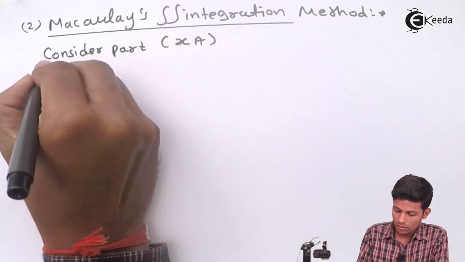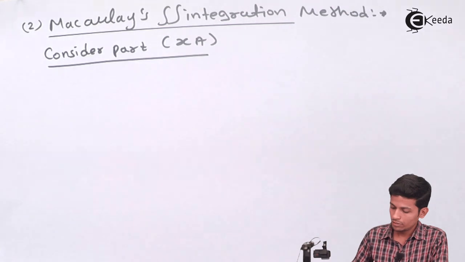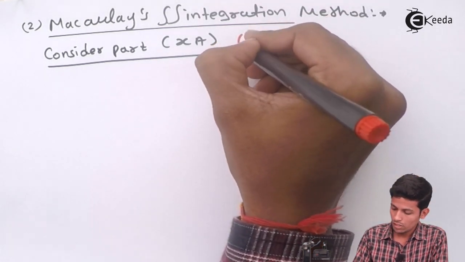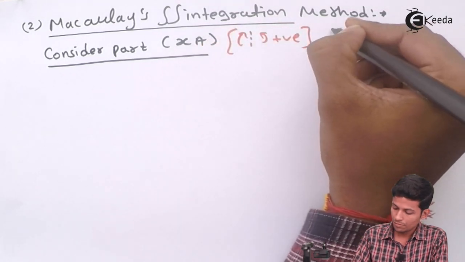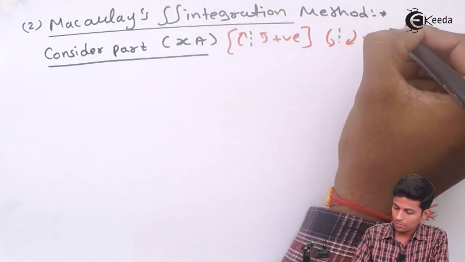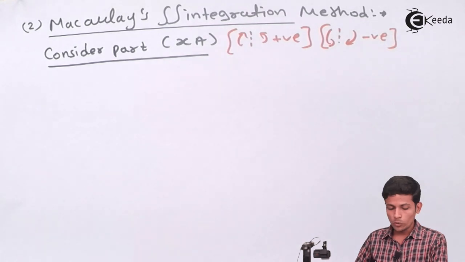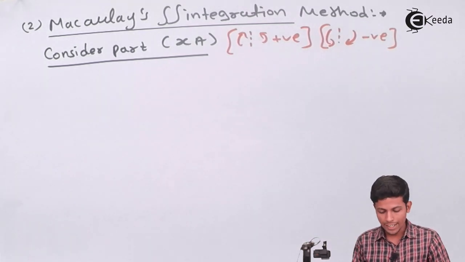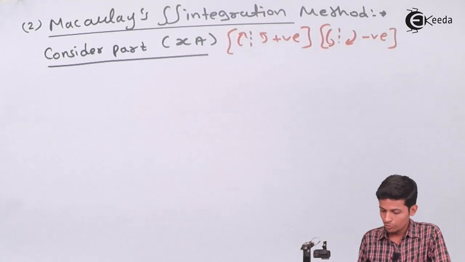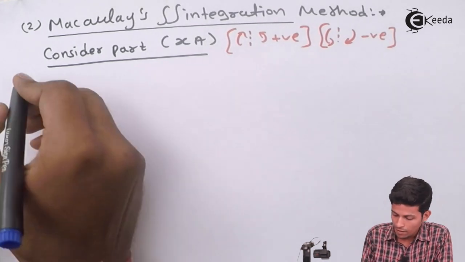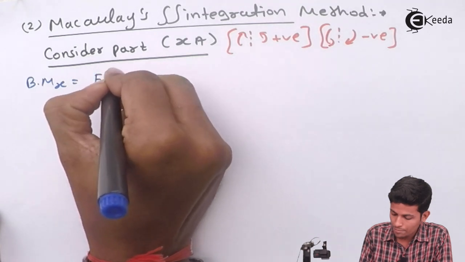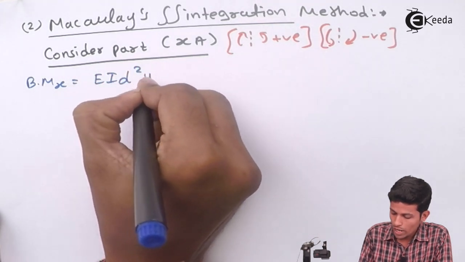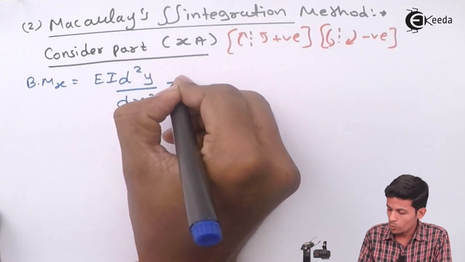And what are the sign conventions? Positive. Negative. Okay, now let's see the diagram over here and write it down. Now see what we are writing first. Bending moment at x is equal to EI d²y/dx² is equal to.